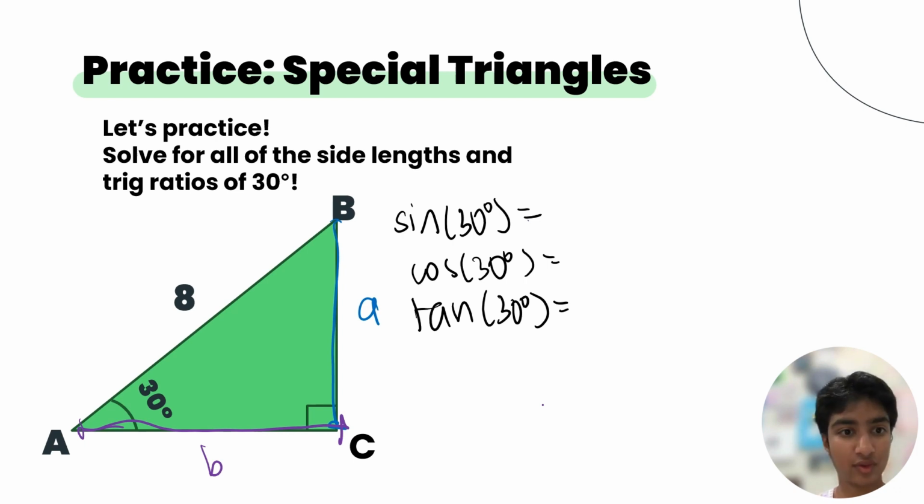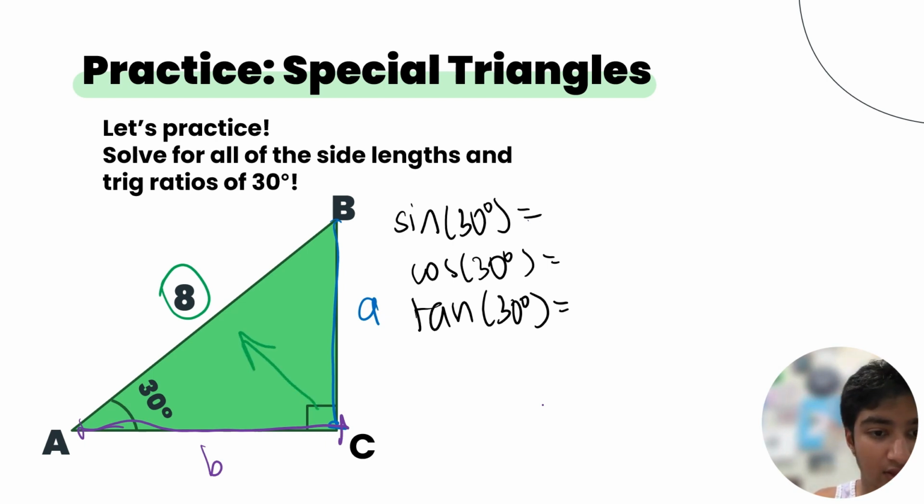Okay, let's start reviewing it. So let's start with figuring out the side lengths. We see here that 8 is the hypotenuse. It's a hypotenuse because it's right across from the 90 degree angle here. So in this case, let's label this C. C equals 8, and 8 also equals the hypotenuse, right?